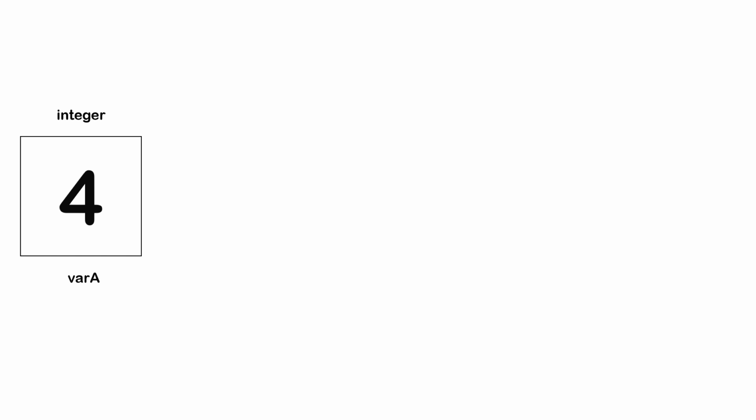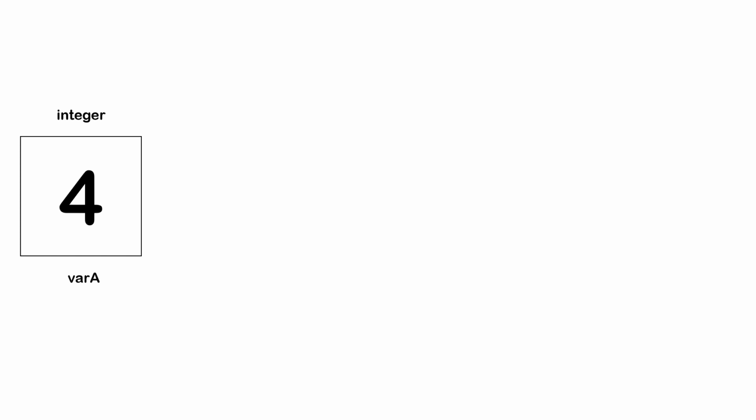Let's review what we know about variables. Variables are a section of memory that has been dedicated to a specific value in our code. To put it another way, it's like a container that holds a value for us. This value has a type, in this case integer. It has a name, in this case var a, and it has a value, in this case 4.